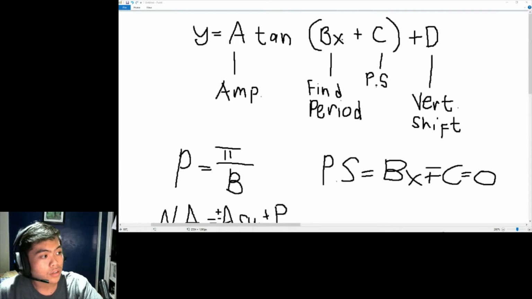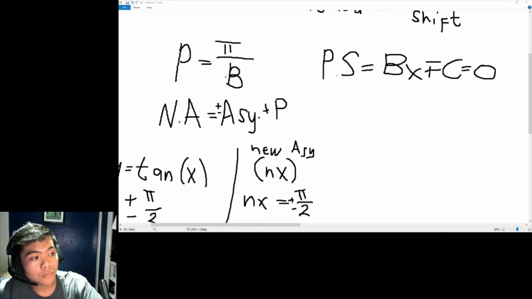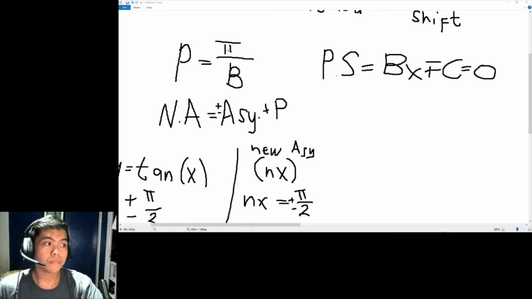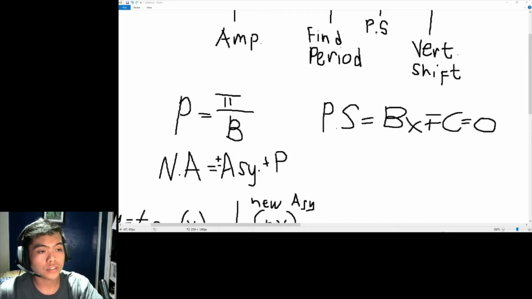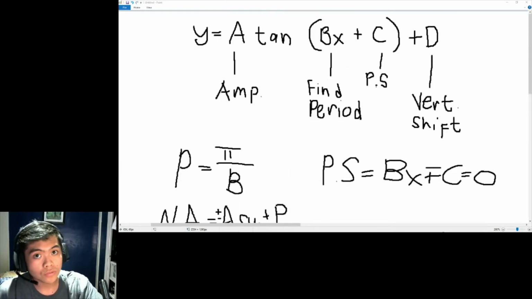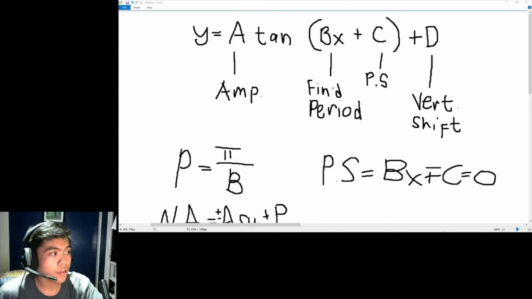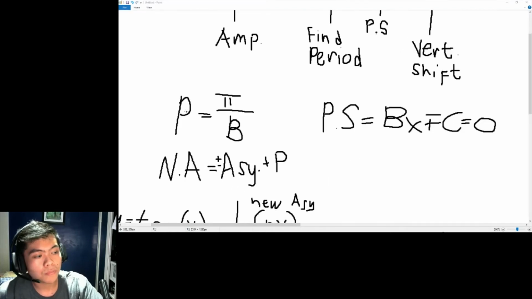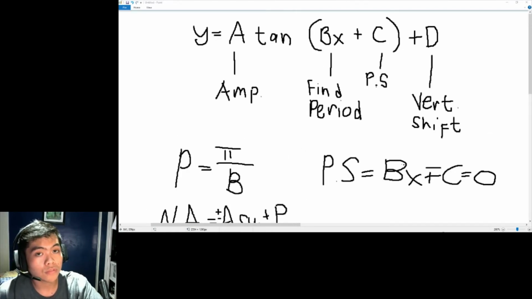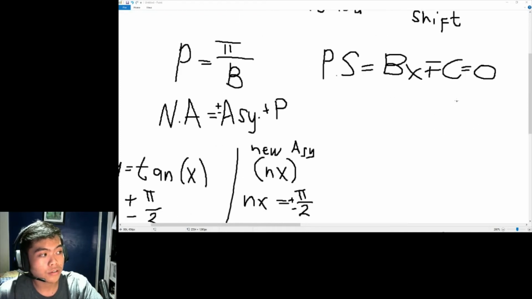So first, how do we find the period? The formula for the period is pi over B. So for example, if your B is 2, your period is going to be pi over 2. And if you have C, first you need to solve the period, then the phase shift. What will happen is B times X plus C will equate to 0.